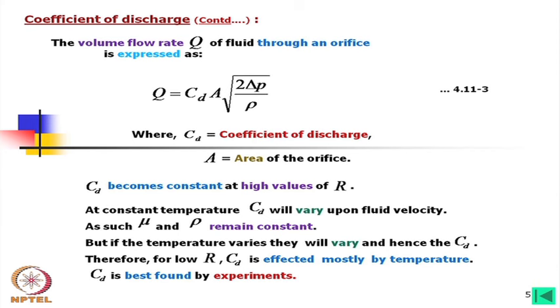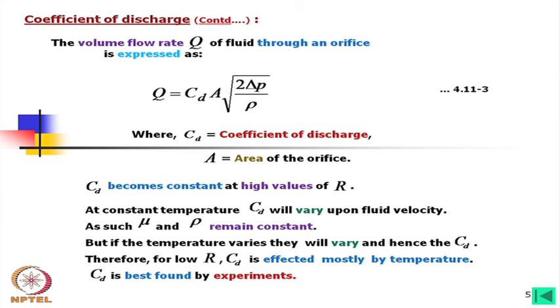Therefore, for a range of, say, 30-40 degrees centigrade, the change in mu and rho may not be significant in many cases. However, for accurate calculation in some cases we have to take those into account, but as such the CD is considered, and the effect within a 30 degree temperature change is very insignificant. But if the temperature varies, they will vary, and hence the CD.